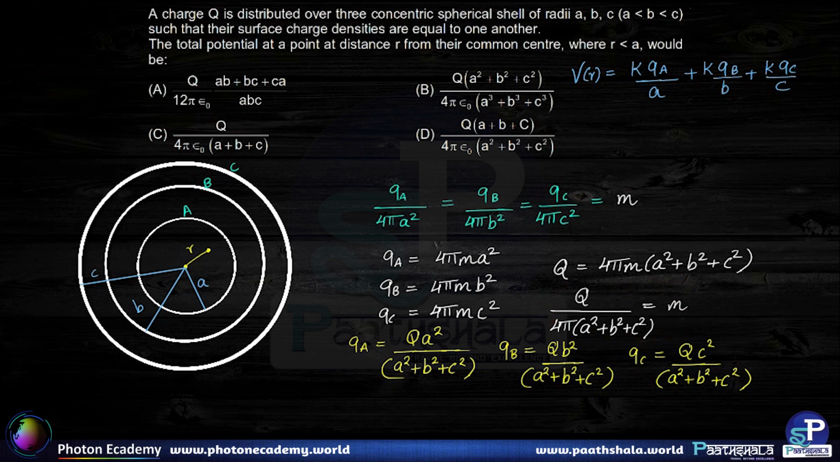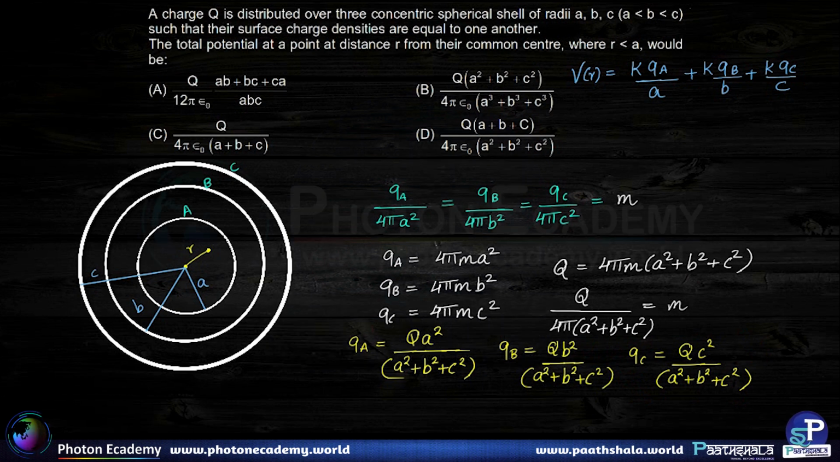So once we have m, we can just substitute the value of m over here to get the three charges Q_A, Q_B and Q_C. So they come out to be Q_A is equal to capital Q into a square upon a square plus b square plus c square. Q_B is equal to capital Q into b square upon a square plus b square plus c square, and same with Q_C. Q_C is equal to capital Q into c square upon a square plus b square plus c square.